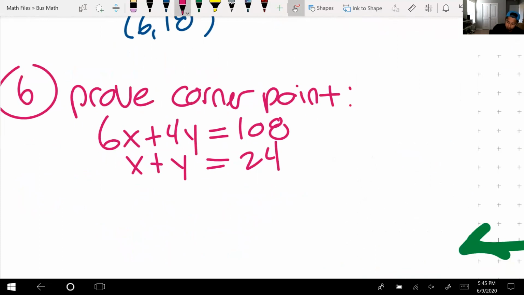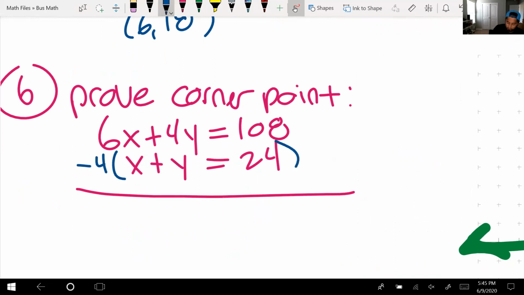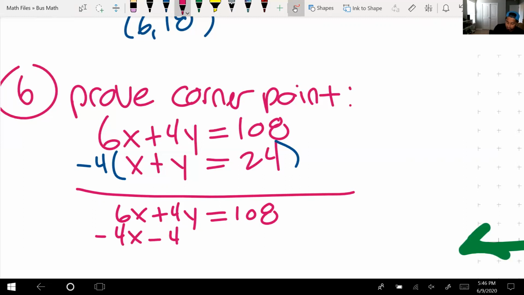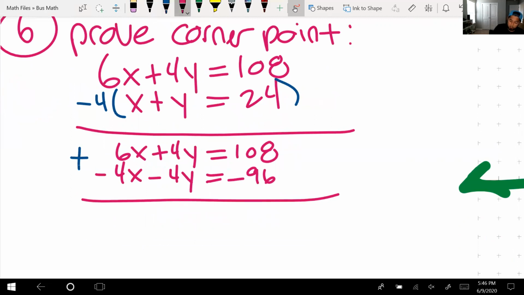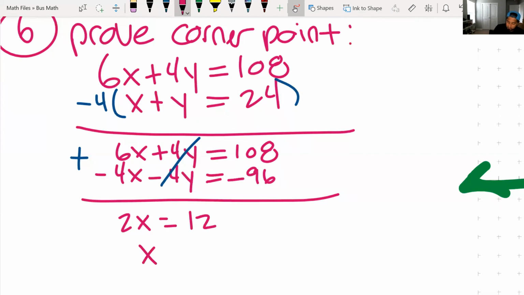All right. Solve the system. Get rid of x, get rid of y, up to you. Let's get rid of y because it's the smaller number. So I will multiply the second equation by -4, which means I'll have 6x plus 4y equal to 108, -4x minus 4y equal to 24 times 4, 96, negative. All right. Add these, and we'll get 6x minus 4x, 2x. 4's cancel. 108 minus 96. We get 2x equals 12, and therefore x equals 6.